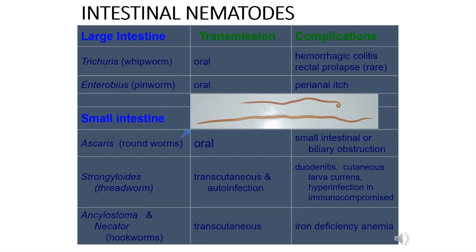Now you know Trichuris, the whipworm, Enterobius, the pinworm, and in the small intestines we have got Ascaris, the roundworm, Strongyloides, the threadworm, and Ankylostoma and Nicator, the hookworms. This is like a review for you.